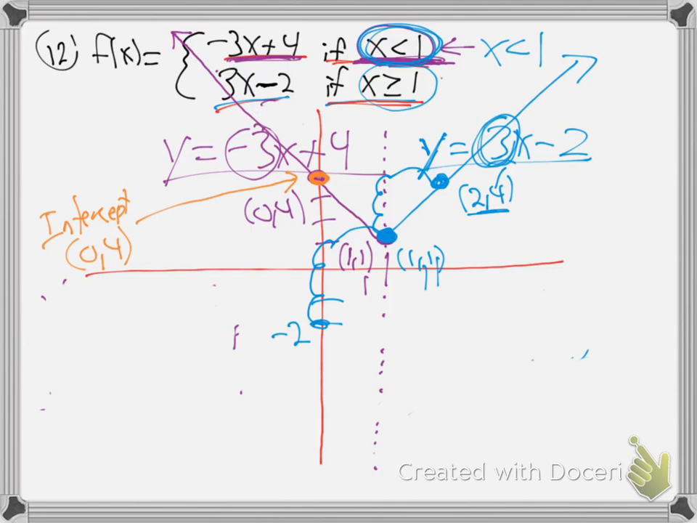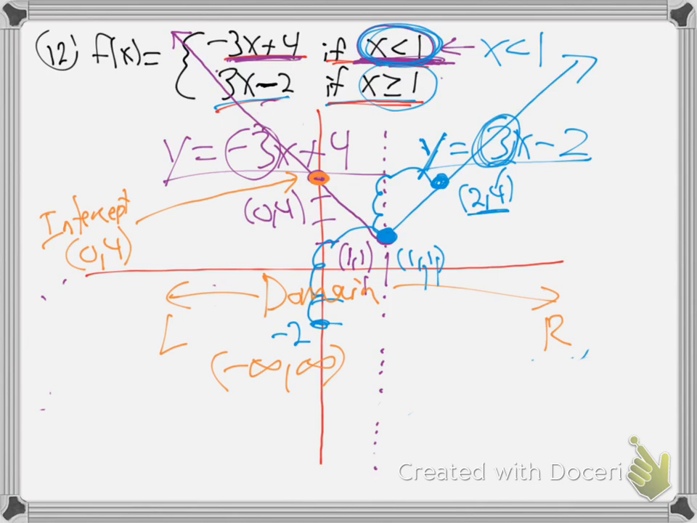Now let's do domain and range. So domain on a graph, remember that's the width. It's always left edge, comma right edge for the domain. So how far left and how far right does this graph go? Forever left and right. So the domain is negative infinity to infinity, right? The graph goes forever left, forever right.